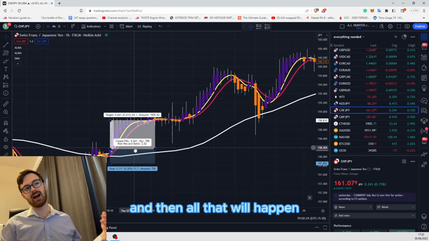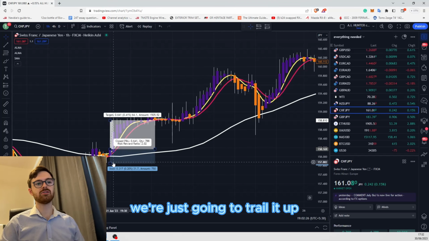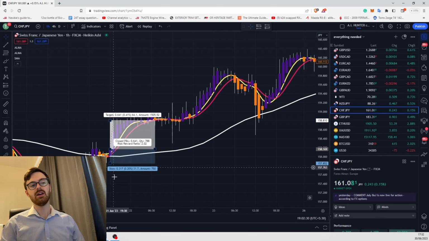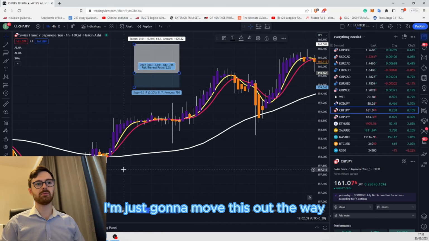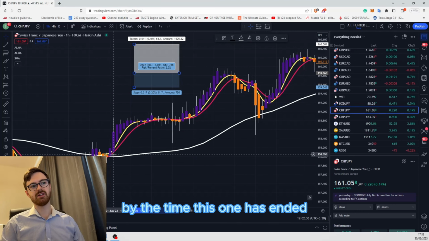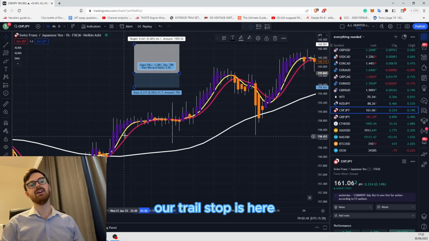As price comes up, we're just going to trail it up by the previous candle each time. I'm just going to move this out of the way. We're going to enter at the end of this candle. By the time this one has ended, our trail stop is here. By the time this one has ended, our trail stop is here, and so on and so forth.